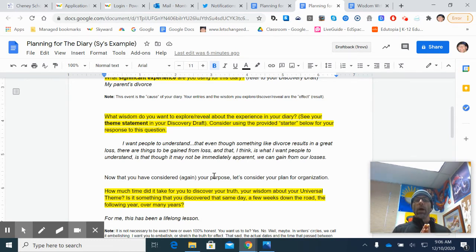Though it may not be immediately apparent, I think we can gain from our losses. My diary really is going to be about what I gained from that initial loss in terms of my understanding of what loss brings to the human experience. Here is where I want you to play around a little with what it is you really want people to understand.